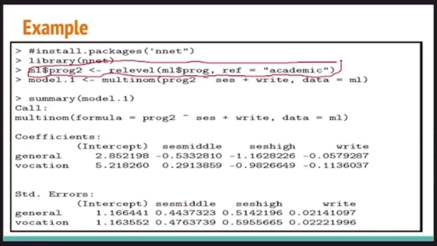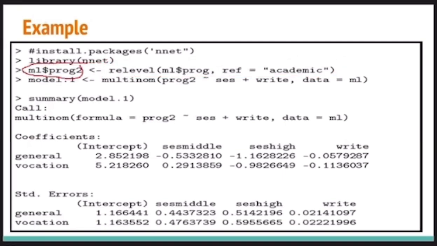Now, after doing that, you see that I use this. This is representing what I make as reference. Whenever I want to make something the reference, I'm going to write relevel, then write ref equals academic.